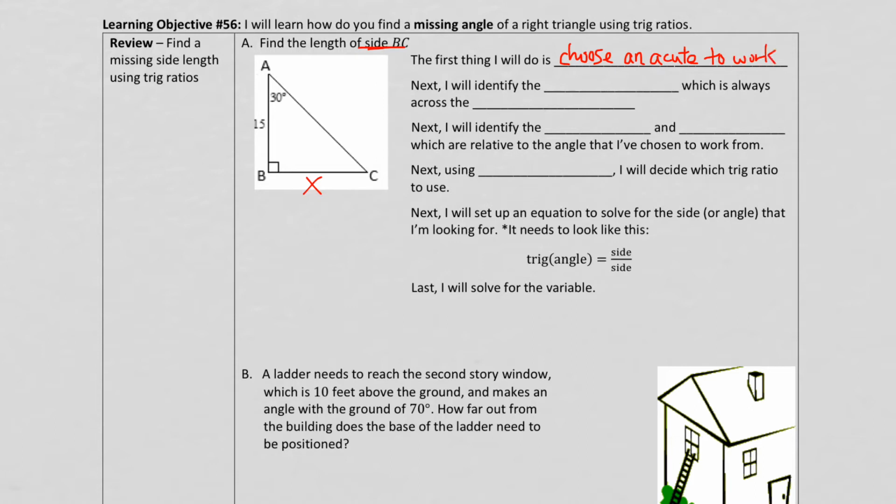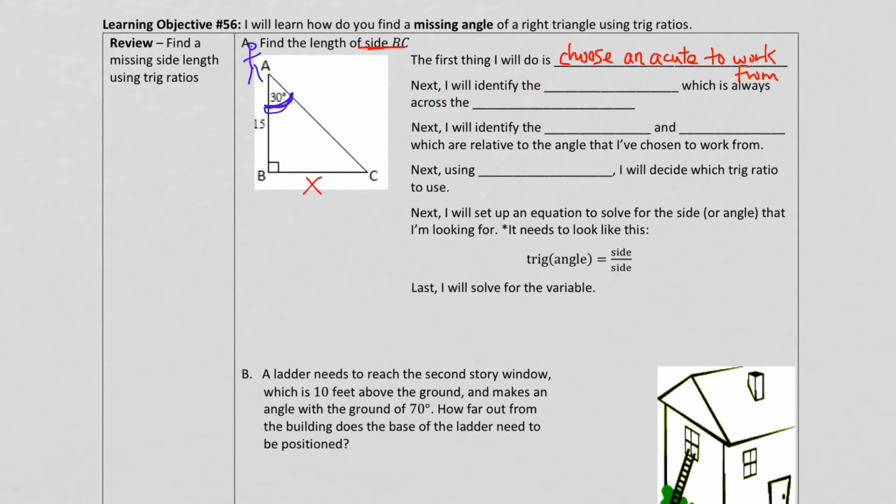So we have to first choose an angle to work off of to be able to label our sides as opposite and adjacent. In this case, because this angle A is already given to me, I'm going to choose angle A as my reference angle here. Again, I'm going to draw a little stick figure on angle A just as a reminder to myself. That's my reference angle.